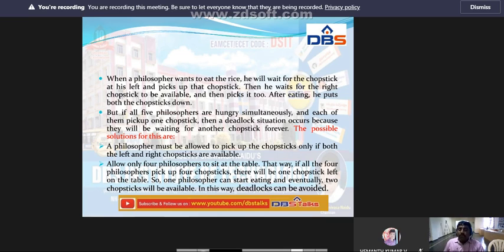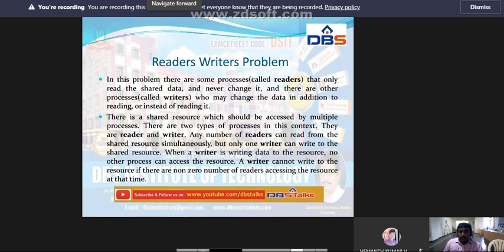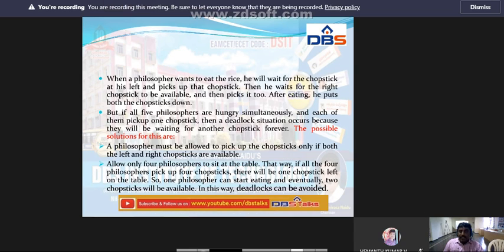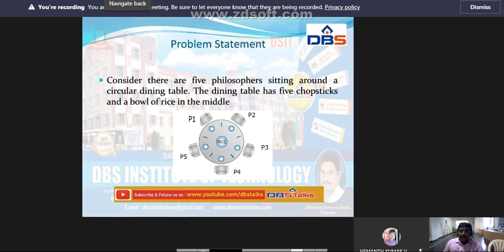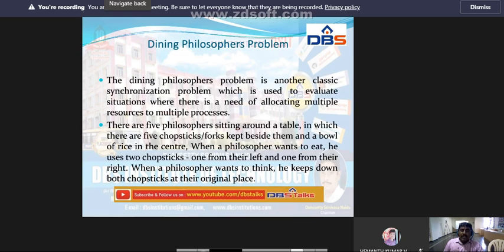Another solution is to allow only four philosophers to sit at the table. That way, if all four philosophers pick up four chopsticks, there will be one chopstick left on the table. So one philosopher can start eating, and eventually two chopsticks will be available. In this way, we avoid the deadlock. So this is the dining philosopher problem.